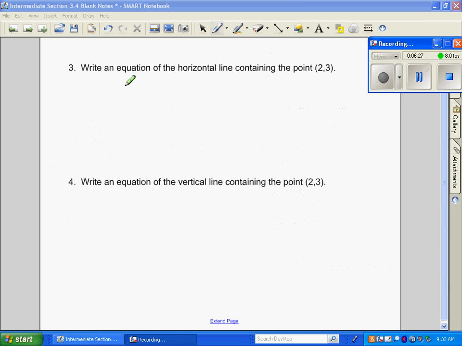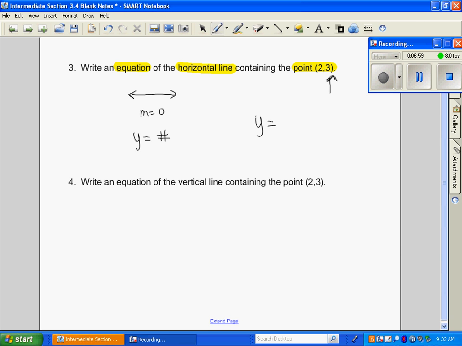Okay, number 3, write an equation of a horizontal line containing the point. That's our information. First of all, a horizontal line means that it looks like this. We know the slope is 0, and we also know that all horizontal lines are y equals some number. The only thing we know about y is that in this point the y value is 3. Therefore our equation is y equals 3. So that's very basic.